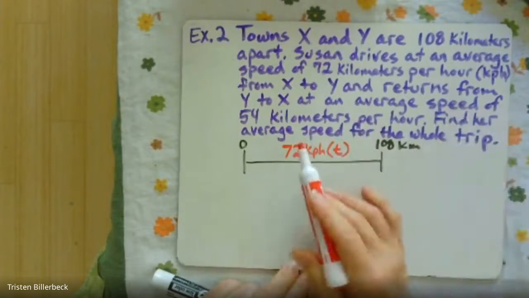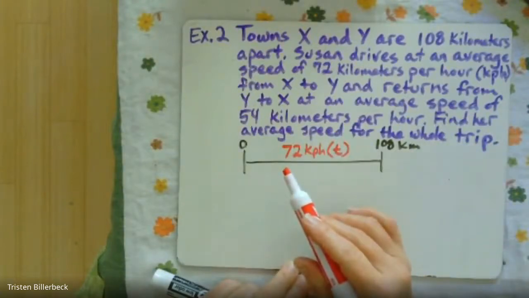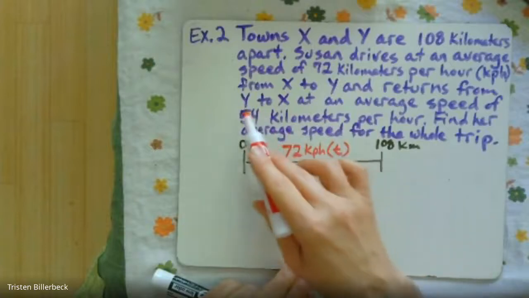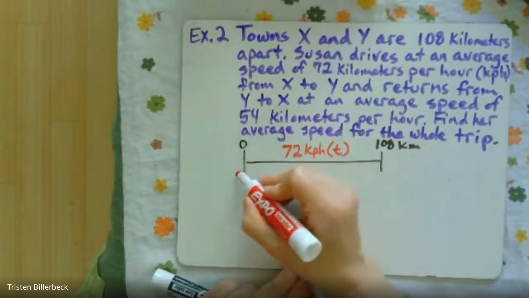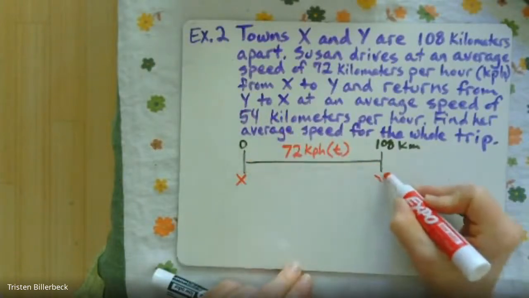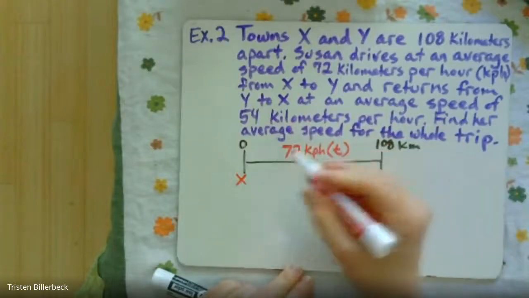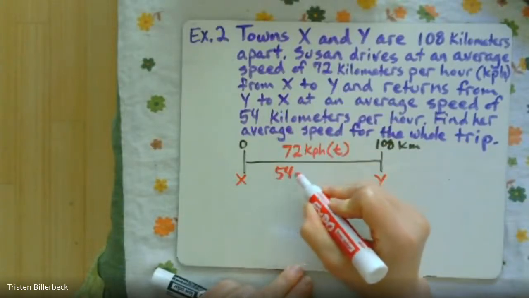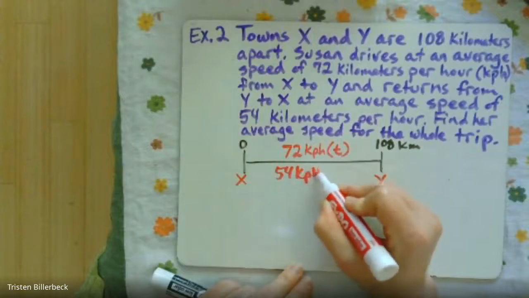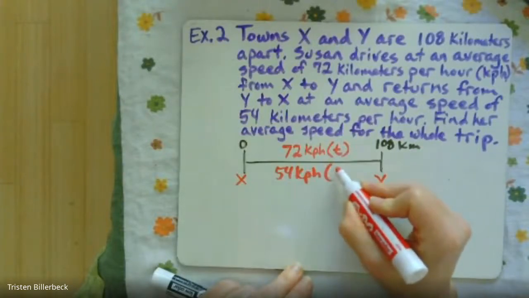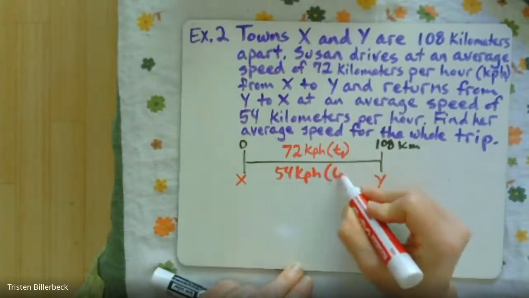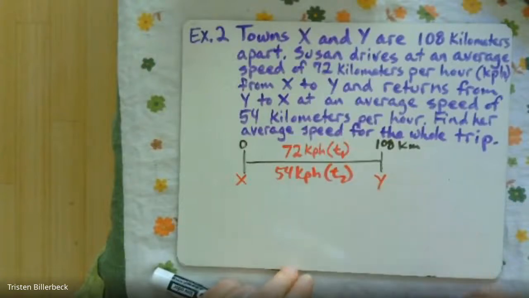Now on her return, she's going Y to X, so this is X and this is Y. She drives 54 kilometers per hour, times some time, time 2.